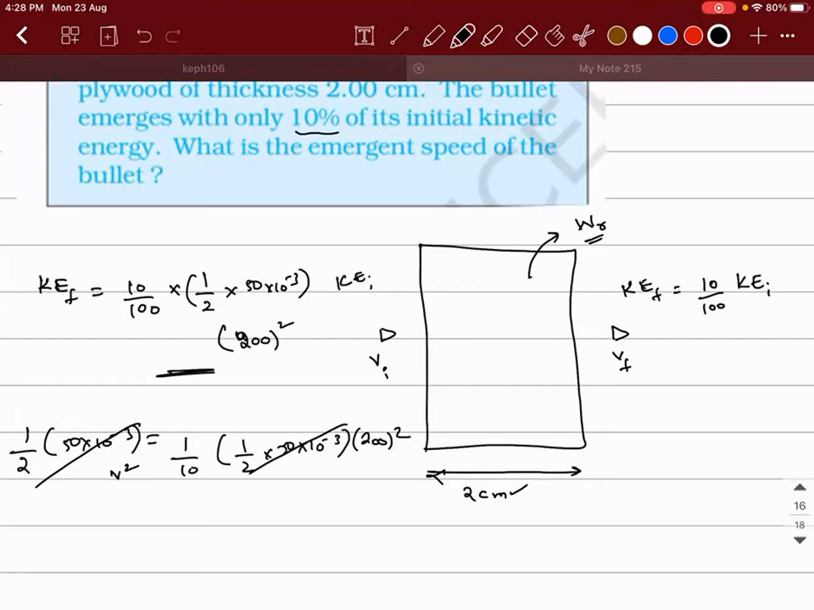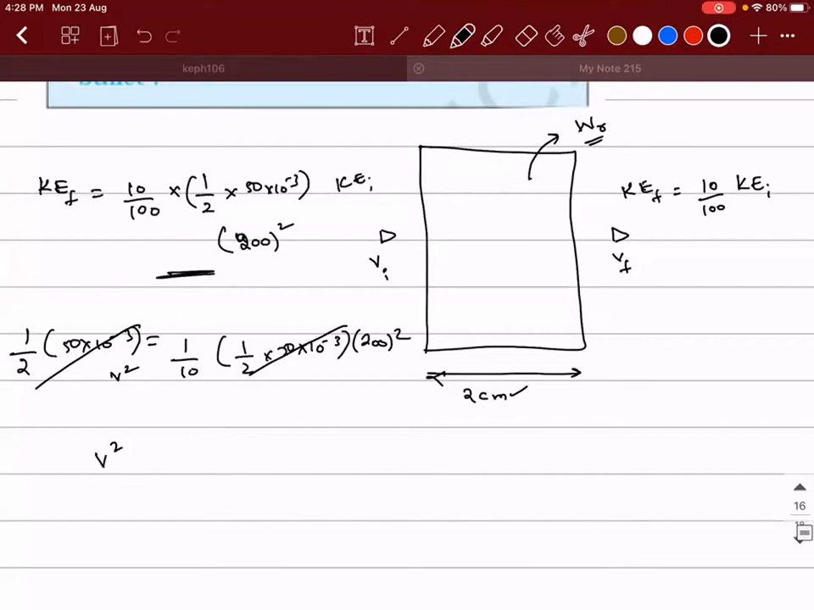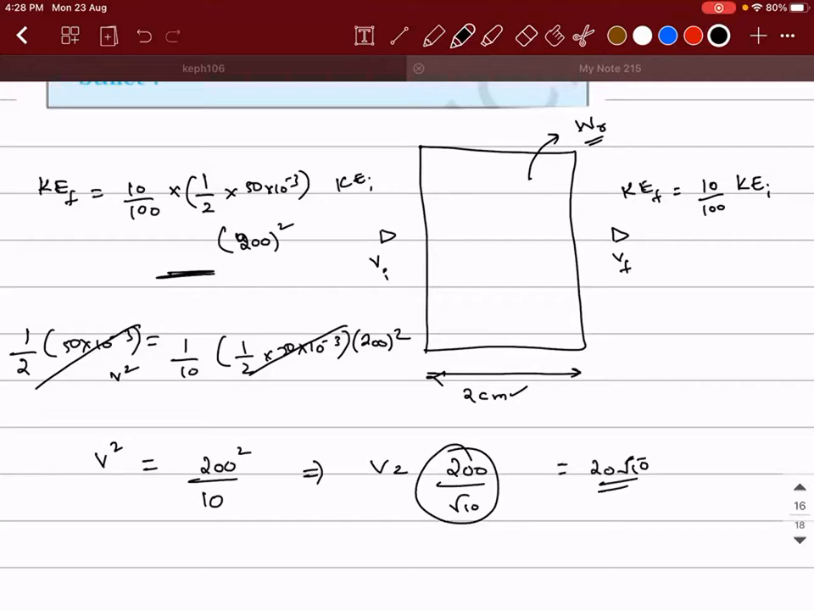Into v square, no? So what will be the value of v square? V square is 200 square divided by 10, which implies v will be equal to 200 divided by root 10, or it is going to be 20 root 10. That's the answer. So this is going to be the velocity with which it will come out.